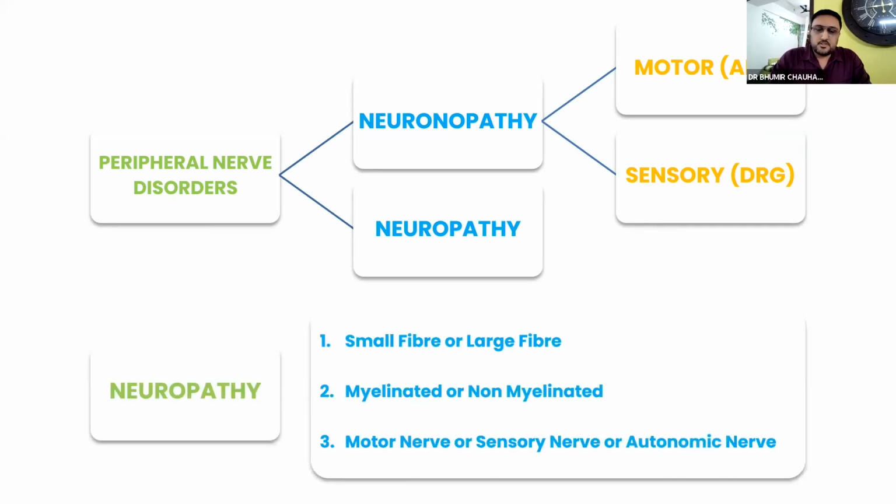Peripheral neuropathy is then further subclassified as small fiber neuropathy or large fiber neuropathy. It can be myelinated or non-myelinated neuropathy. And it can be motor nerve involvement, sensory nerve involvement, or autonomic involvement. In the majority of cases, it is a mixed picture of all these things. So this is the basic classification.